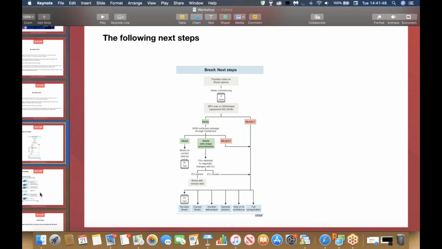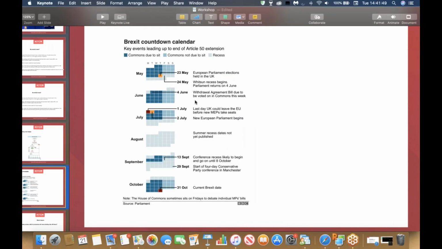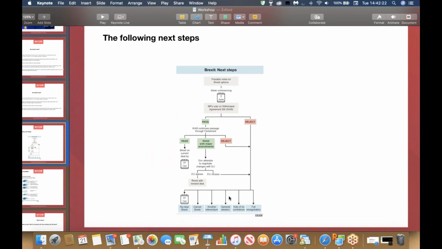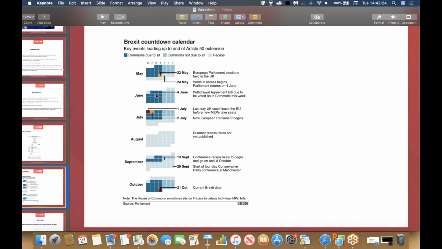Okay. Now, this is the calendar for Brexit leading up to October the 31st. So the current exit of Britain from the European Union is the 31st of October. This is where the European elections are going to be held in the UK. We're going to get the recess beginning, and Parliament returns on June the 4th. So that's when we get the withdrawal agreement bill voted on in Commons. Sometime in this first week of June, we'll get the withdrawal agreement bill voted on. This is the withdrawal agreement bill here. So that process is what will be happening on the 4th of June.